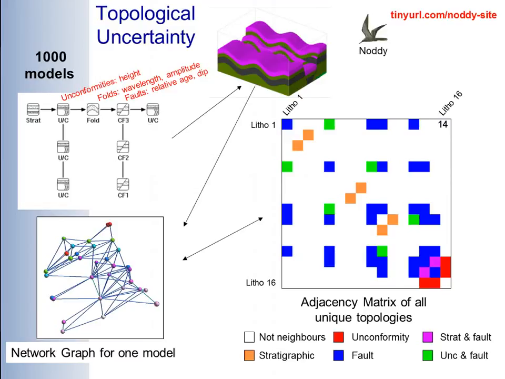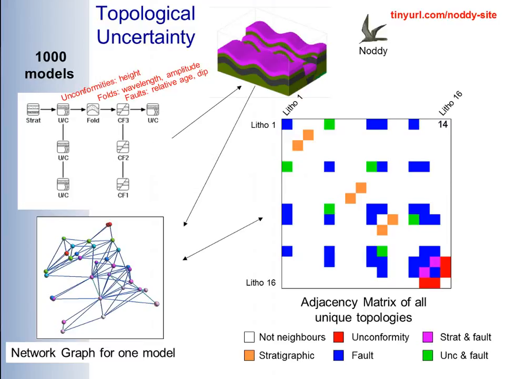And if you do this for 1,000 different models, this number up here is telling us that there are 100 different topologies for these 1,000 different models. So if you want to think of it in terms of fluid pathways, there are 100 different fluid pathway models, or 100 different electrical conductivity models that come out of our 1,000 different models. So there's a huge variety of possibilities.